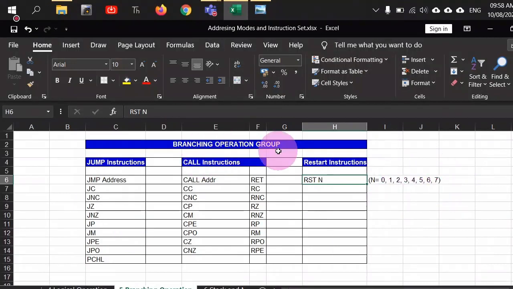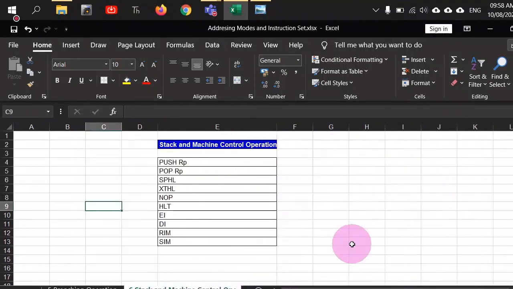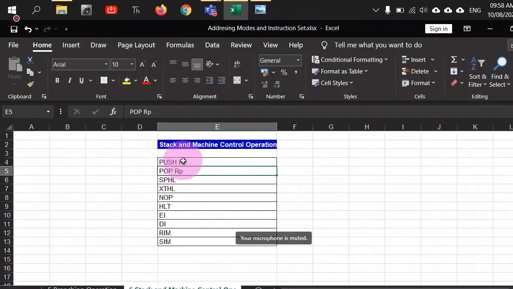So these are the branching operation group, and the last group that we have here is stack and machine control operations. For stack, we have already read the push and pop instructions. The stack operates in 16-bit fashion and in little endian format. Then there is the command SPHL. Similar to PCHL, it will copy the contents of the HL register pair into the stack pointer. So if you want to initialize a stack, we have seen this command. Then there is the XTHL command, which will exchange the top of stack with the HL register.